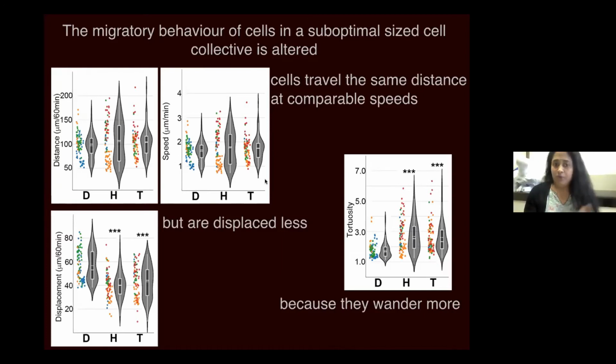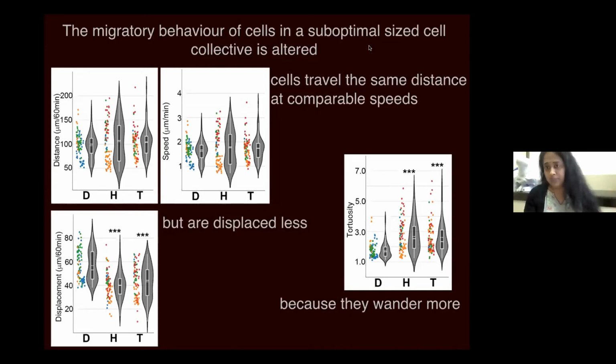And what we find is that in comparison to diploid embryos, these clonally labeled cells, migrating in a haploid embryo and in a tetraploid embryo, travel the same distance. So there is no difference between the distance they cover, and they seem to be traveling at a comparable speed, but they are displaced less, because the net change in position is less for both conditions. And they do so because they seem to be taking more tortuous paths. They wander more.